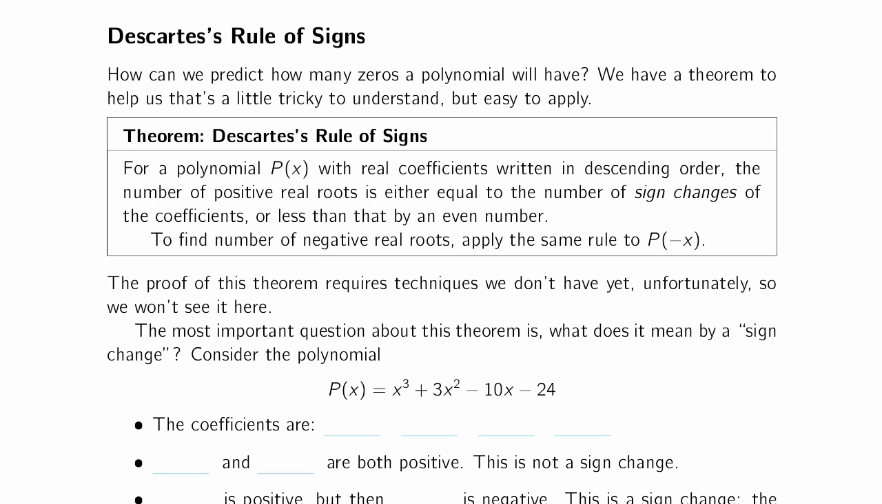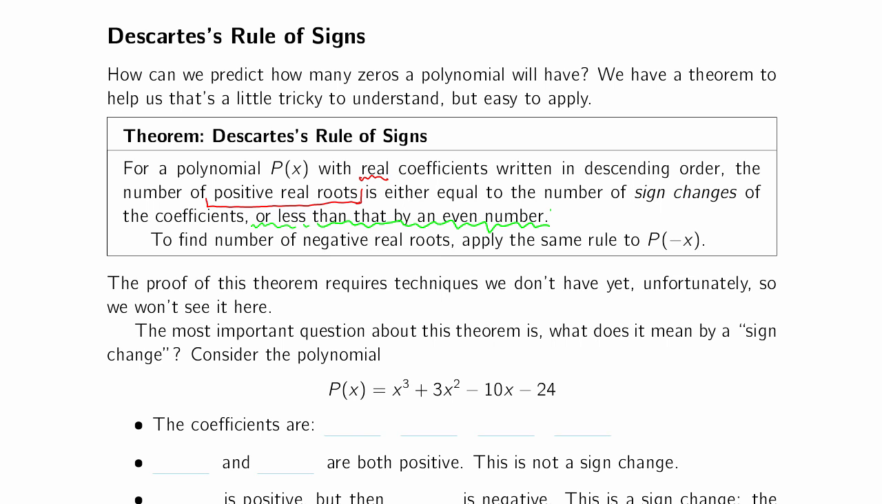Descartes' rule of signs says, if we have a polynomial with real coefficients, so the coefficients have to be real numbers. They don't have to be integers, just real numbers. And it's written in descending order, so x to the third, x squared, x, and then the constant. The number of positive real roots is either equal to the number of sign changes of the coefficients, or less than that by an even number.